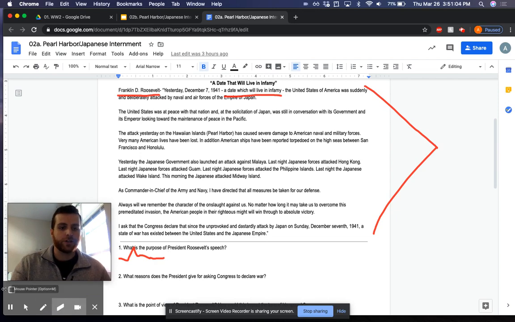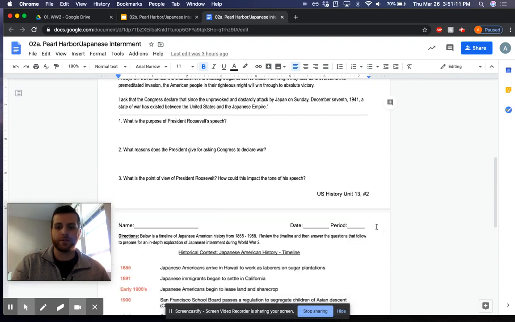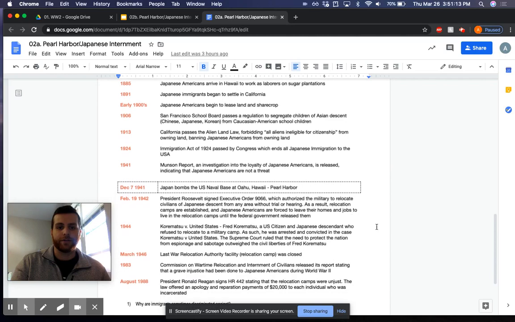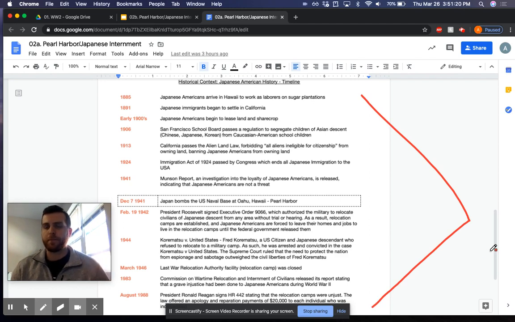Once you conclude with your reading, you're going to scroll down and you're going to be using a timeline. What this timeline does is it tries to track the story of Japanese Americans and their treatment throughout U.S. history. You can see it goes all the way back to 1885, and it goes all the way to 1988. So this covers almost about 100 years.